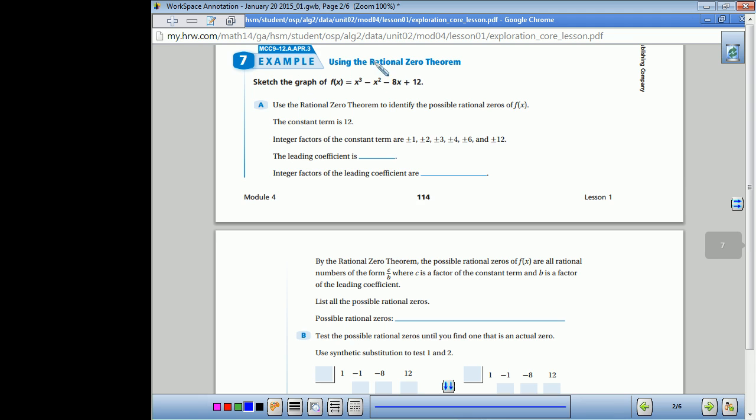In this one, we're going to use the rational root theorem to identify the possible rational zeros. The constant term is 12. So here are all my factors: 1 times 12, 2 times 6, 3 times 4. That's everything that is a factor of 12. Now, what is the leading coefficient? 1. So what would the integer factors of the leading coefficient be? Plus or minus 1. So 1 times 1 is 1, and negative 1 times negative 1 is 1.